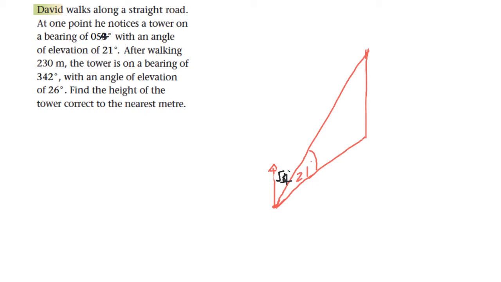So now David continues walking. He's walked 230 meters. The tower is on a bearing of 342 degrees with an angle of elevation of 26 degrees. What it means here, he's ended up somewhere over here.